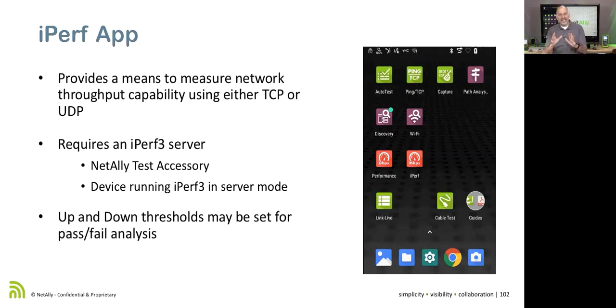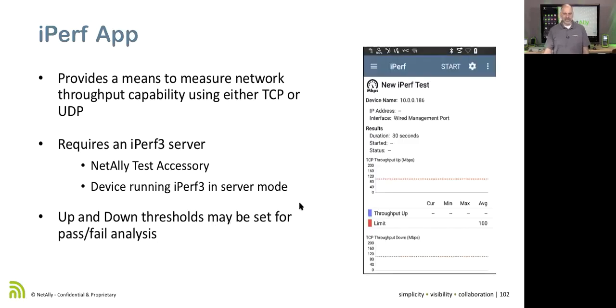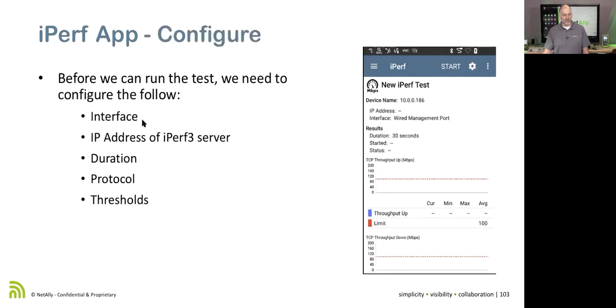So we do need to have a server at the other end. We can't do a throughput test out to nothing. So this is going to give us our up and down thresholds. Our up and down thresholds can be set for pass-fail. Okay, so I come out here to iPerf. First thing I need to do is give it an endpoint device. So we're going to select an interface, the IP address of the iPerf 3 server, the duration, the protocol, and we're going to set our thresholds.